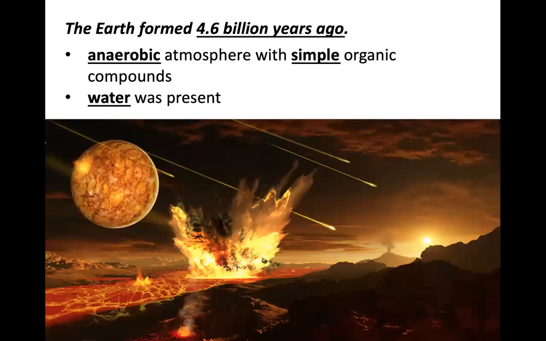So now we're going to talk some timelines. We talked eons earlier, now we're going to jump into some timelines. But this is pretty much what we've already seen earlier today. So the Earth formed about 4.6 billion years ago. This is when there was an anaerobic atmosphere, meaning no oxygen, and it had simple organic compounds, okay? But super important, there was water that was present.